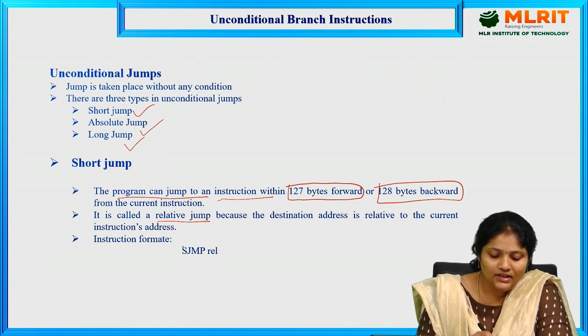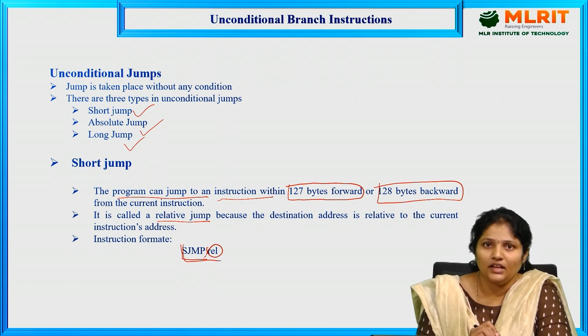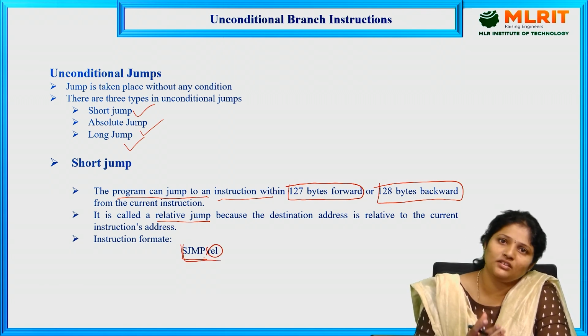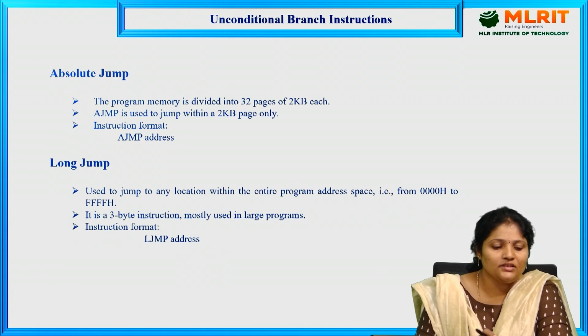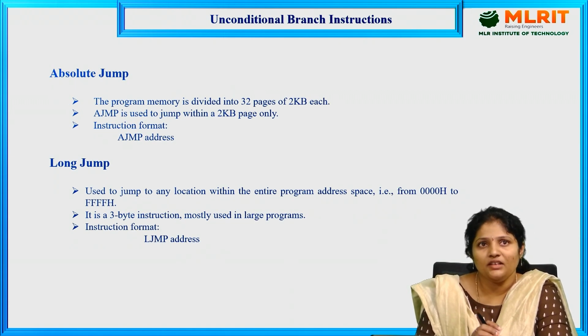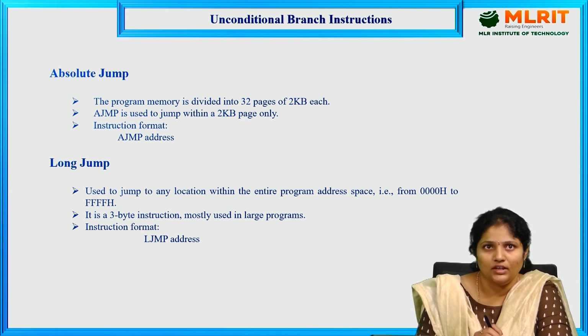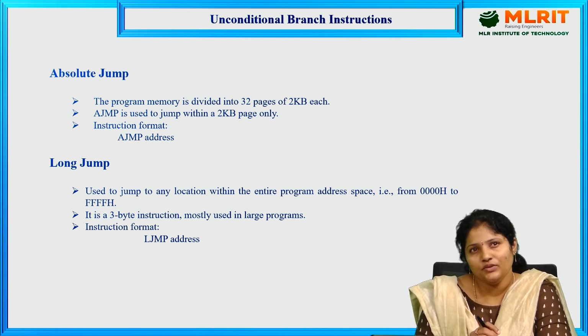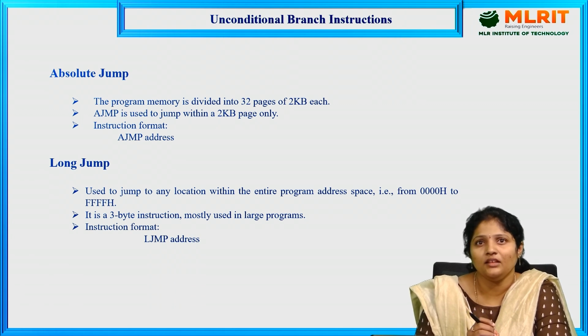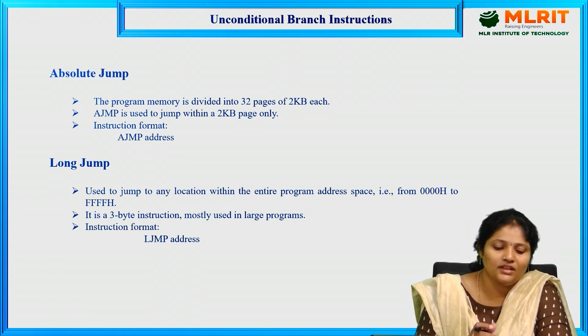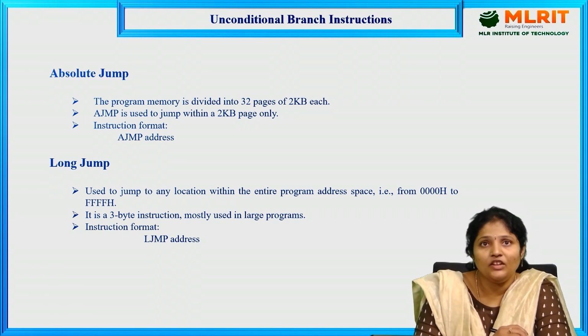So the format is, you will use SJMP, and here we mention the relative address, or you can mention the label itself. Next, coming to the second one, absolute jump. Here the program memory is divided into 32 pages in total. The program memory which we are using in 8051 is divided into 32 pages. If I want to jump within a 2 KB page, then you can use absolute jump. Within a 2 KB page only, we will use absolute jump.